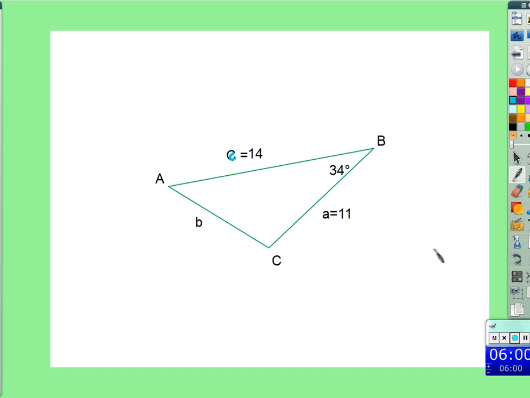I'm just going to walk you through a simple example. So what we're going to be able to do is solve for b. So here's our equation. b squared equals a squared plus c squared minus 2ac cosine b. Just go ahead and solve for b.